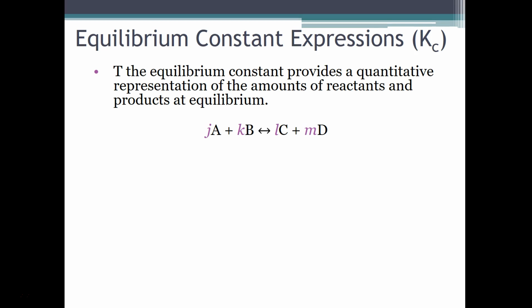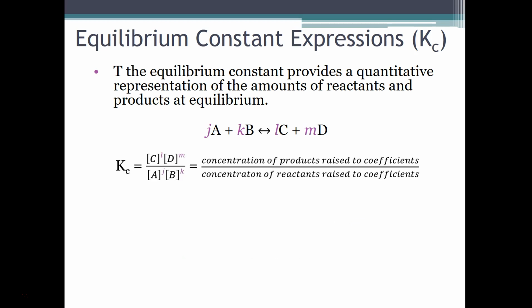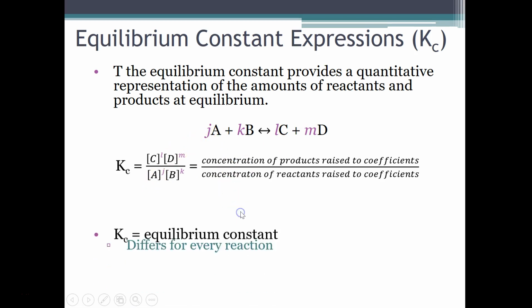So here we have a generic reaction, reactants A plus B, in equilibrium with products C plus D. And we see J, K, L, and M are just the stoichiometric coefficients on the reactants and products. So the equilibrium constant expression is the concentration of products raised to the power of their coefficients divided by the concentration of the reactants raised to the power of their coefficients. So for this particular reaction, C and D are our products. So we have the concentration of C raised to the Lth power times the concentration of D raised to the Mth power, divided by the concentration of A raised to the J power, and so forth.